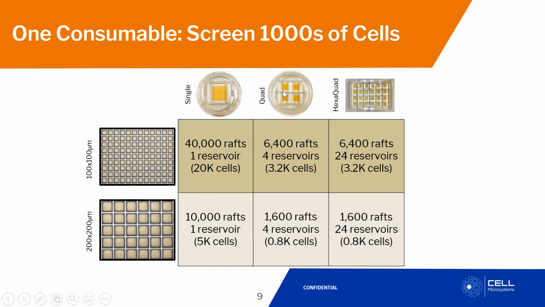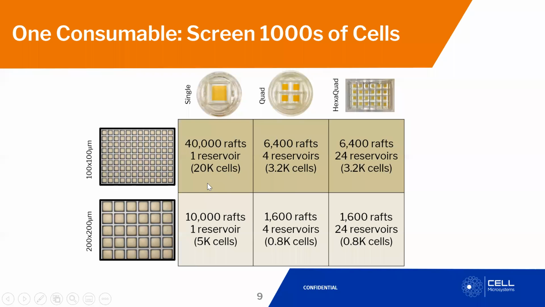For example, the quad is particularly well suited to performing assay validation or cell line validation, and you'll see that a lot in today's talk. The trade-off here is more variables, but you have fewer rafts for interrogation. So if you're really looking to screen thousands and thousands of cells, the single reservoir is a better bet.